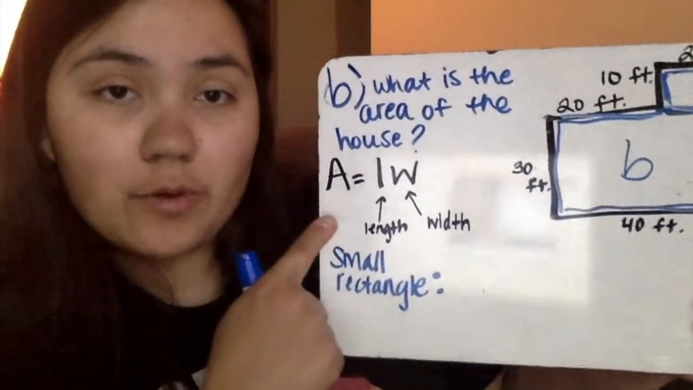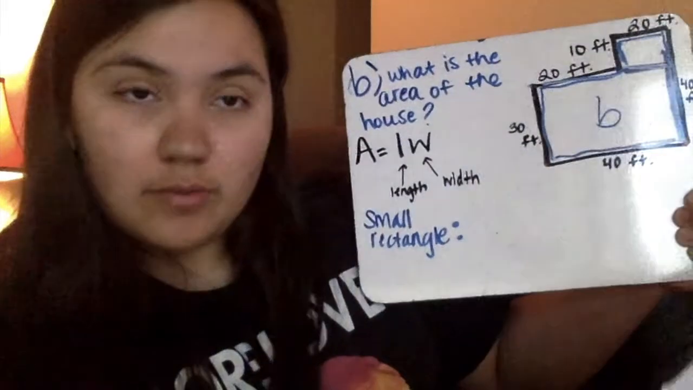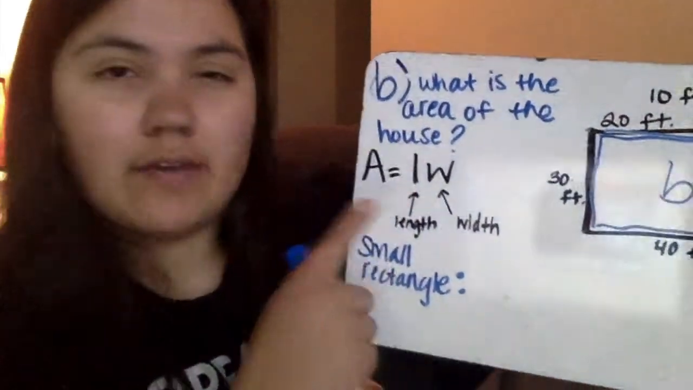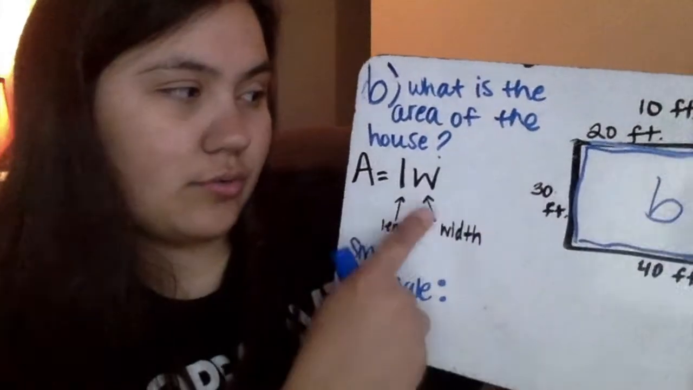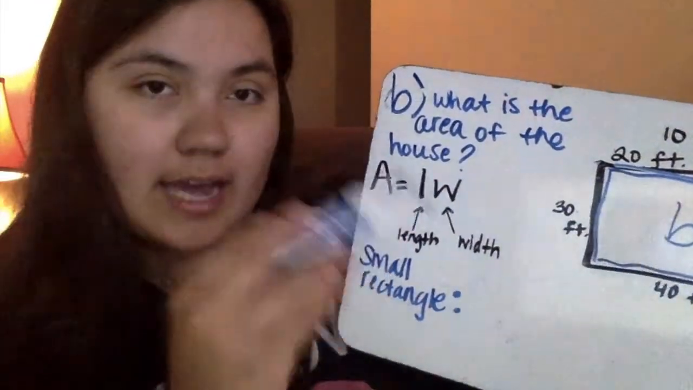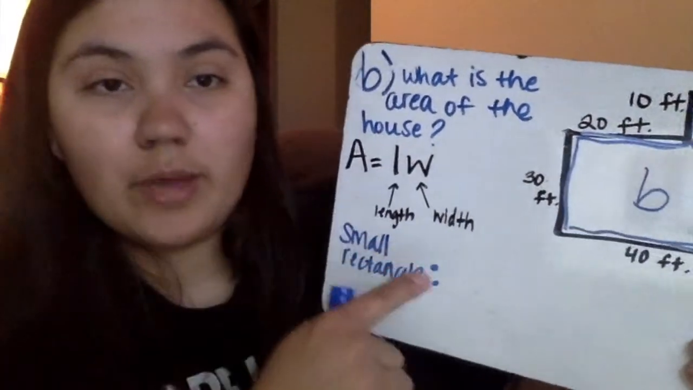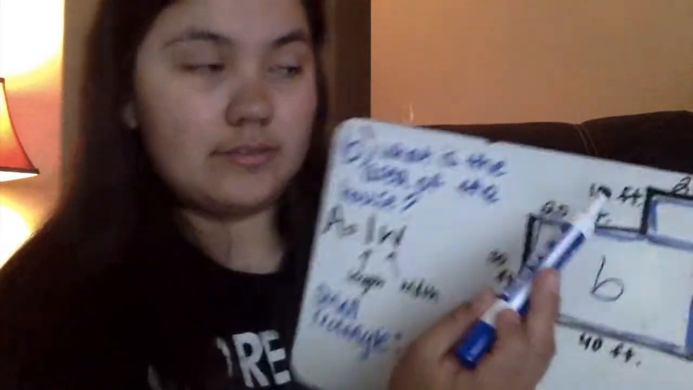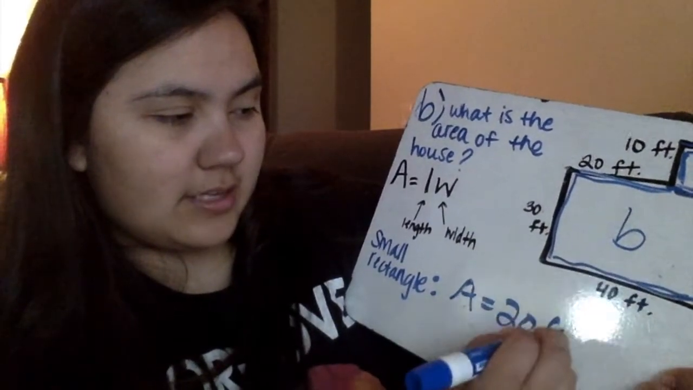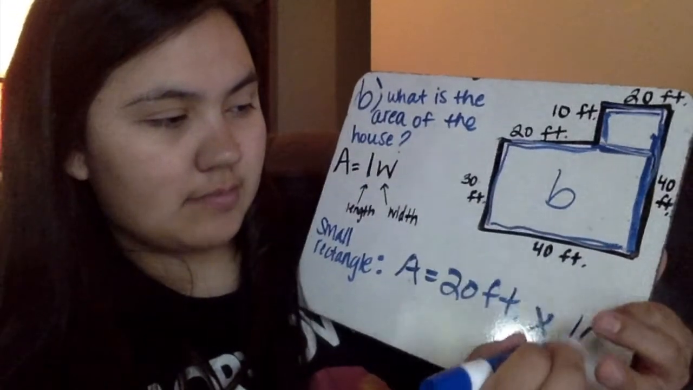I wrote down the formula, which is on page 681. The formula for a rectangle: area equals LW. Remember, if you have two numbers or two variables right next to each other, that means you're multiplying them. If they don't include an add, subtract, or division sign, then you're multiplying them. So this means we're doing length times width. The length here is 20 feet, so we're going to take 20 feet times the width, which is 10 feet.